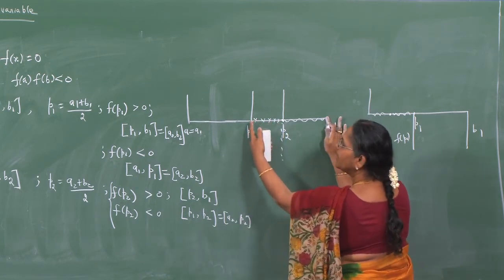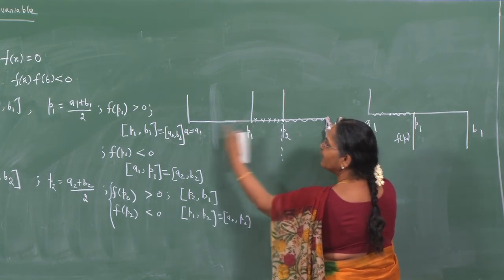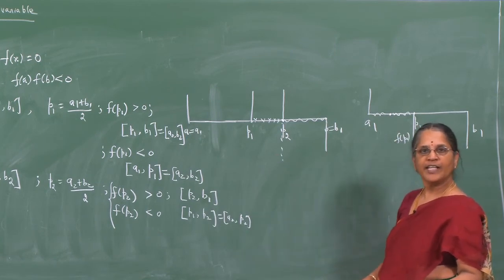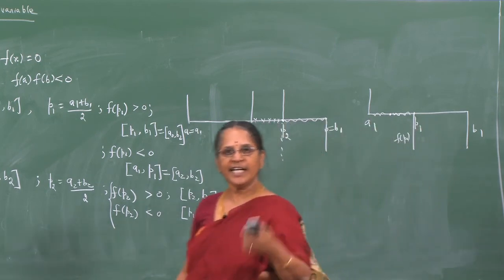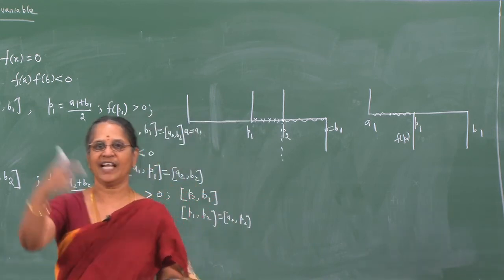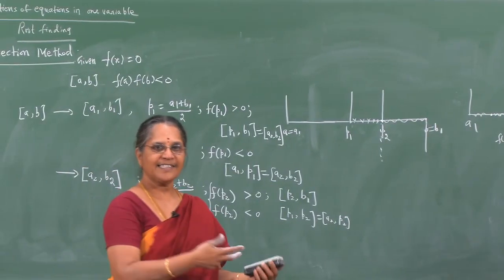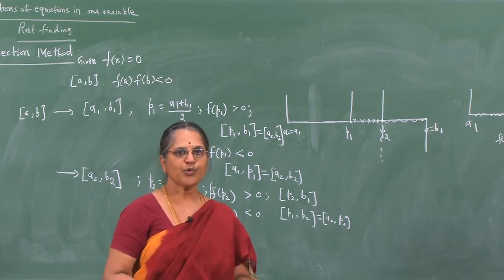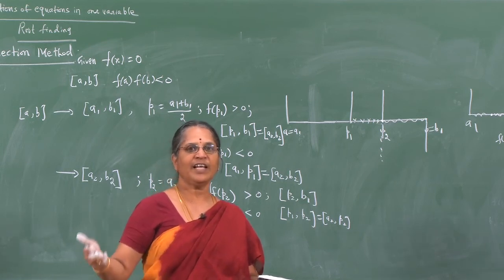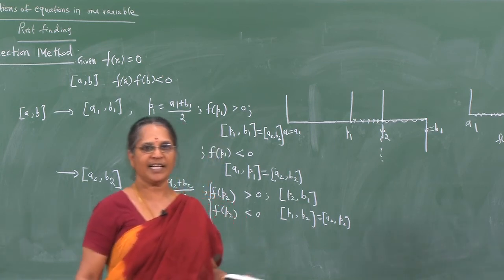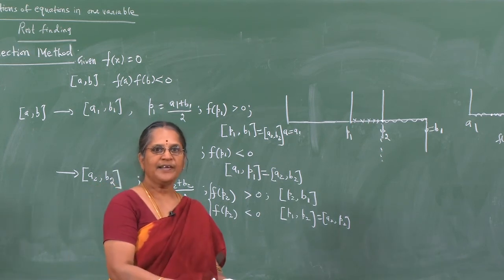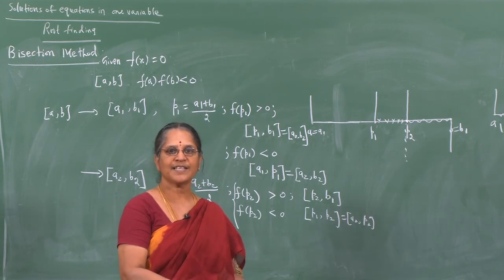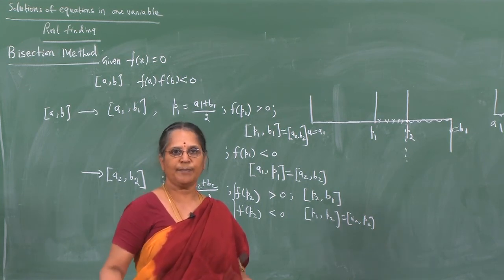So, it is 1 by 2 squared times the length of the original interval, and that is at the second step. So, in the first step, the length of the interval at that step is half of the length of the original interval. In the second step, the length of the interval which encloses a root is 1 by 2 squared times the length of the interval a1, b1, namely the original interval. In the third step, the interval is going to be further halved. So, it is going to be 1 by 2 cubed times the length of the interval a1, b1, and so on.